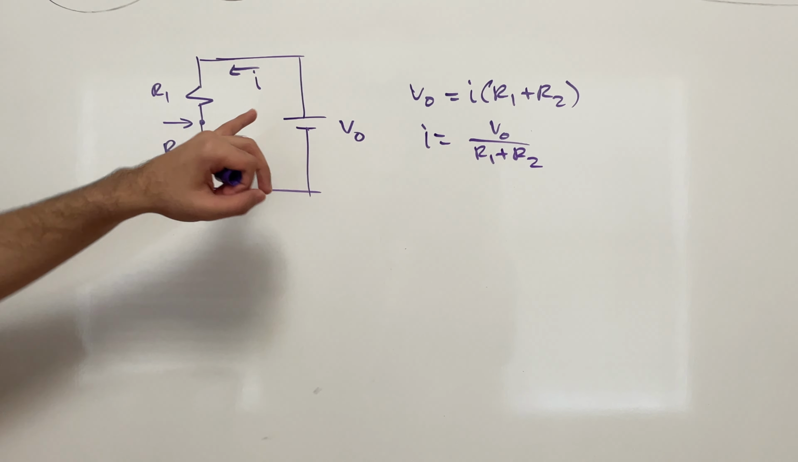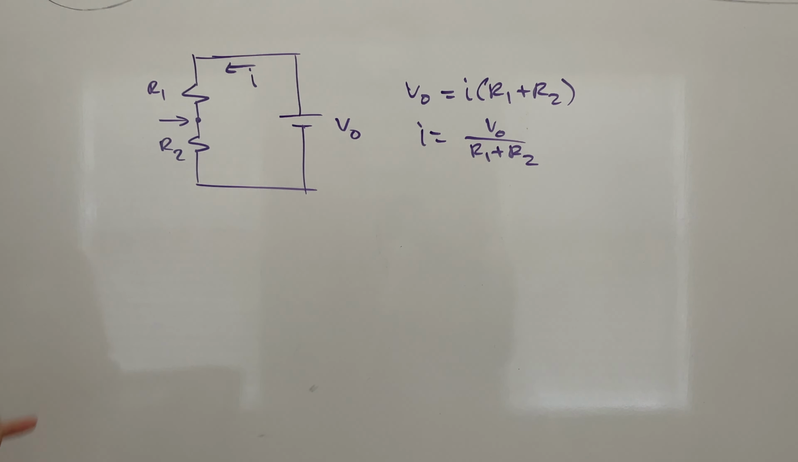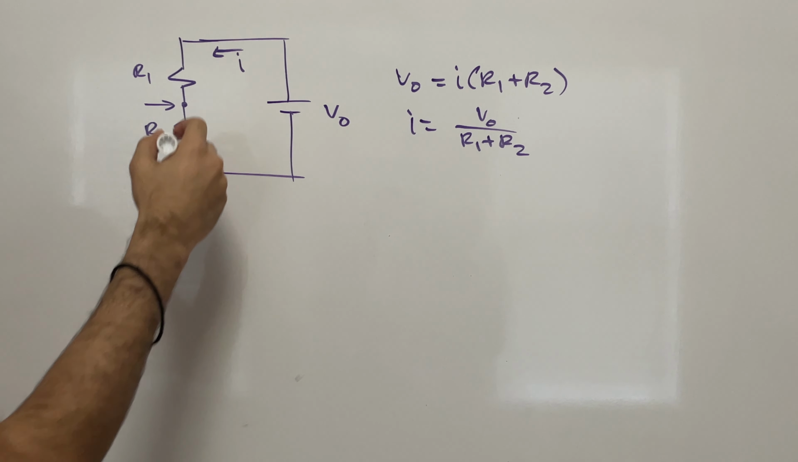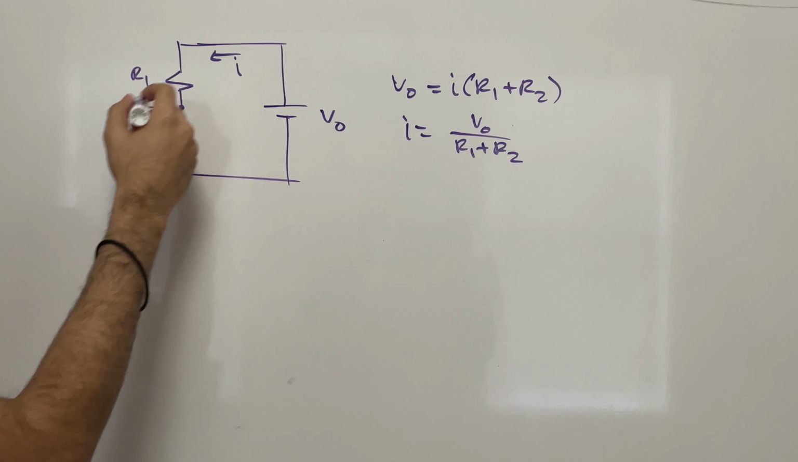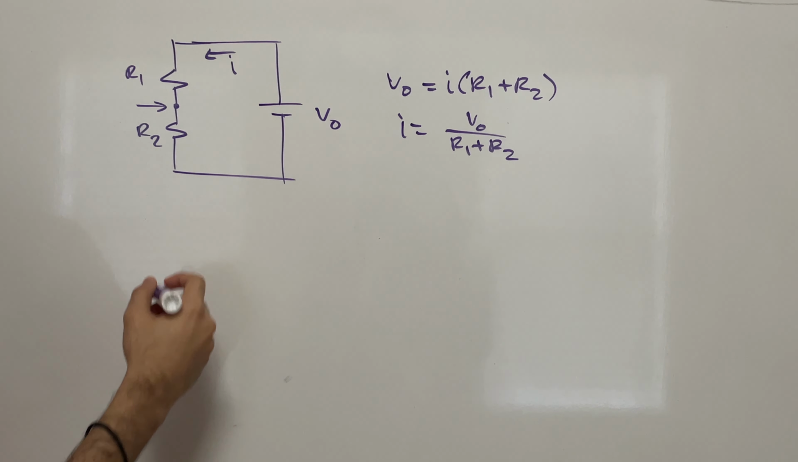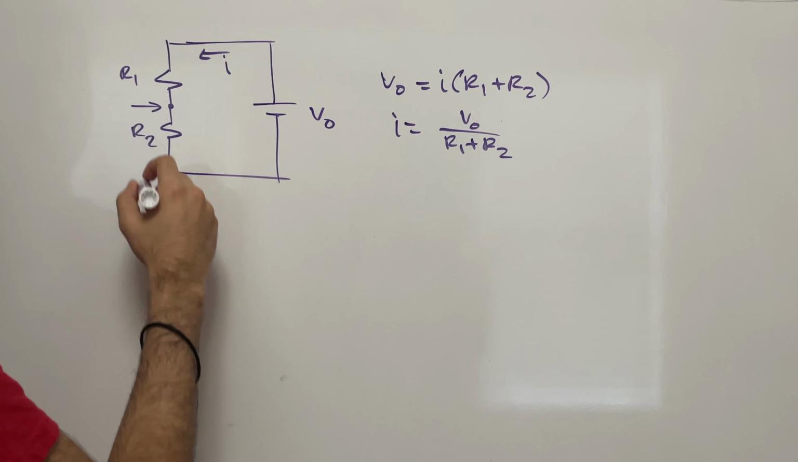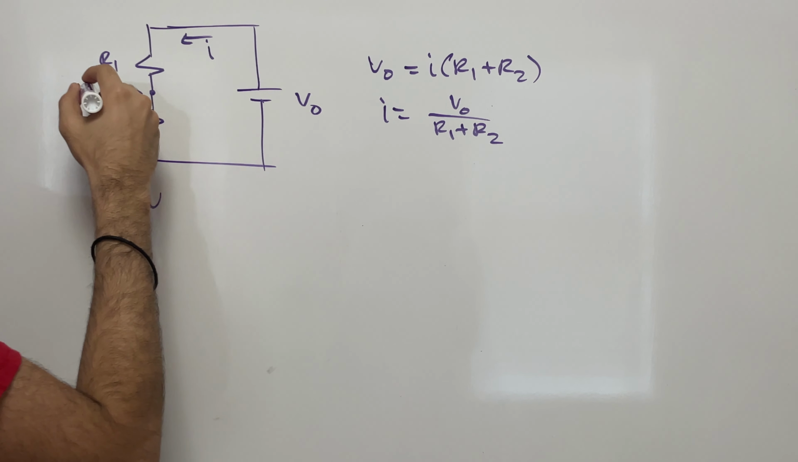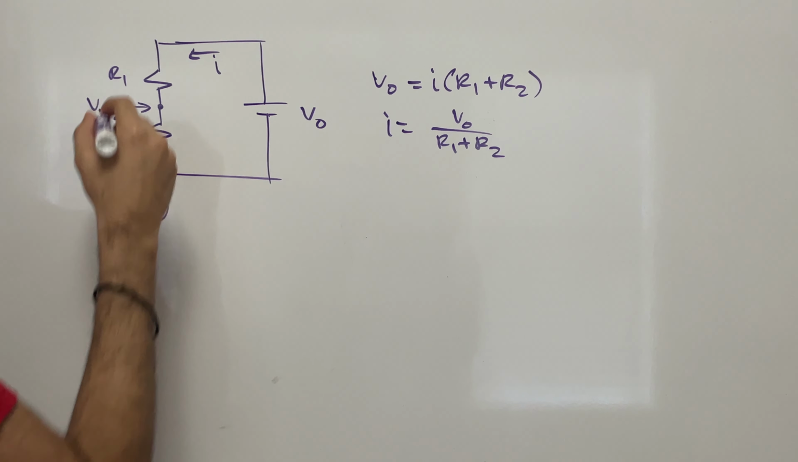Okay, now using this current we have here, this I, we're going to find the voltage dropped by this resistor. The voltage dropped by this resistor is going to be equal to the voltage here relative to ground. Right? So the voltage at this point, I'll call it VR2, right?